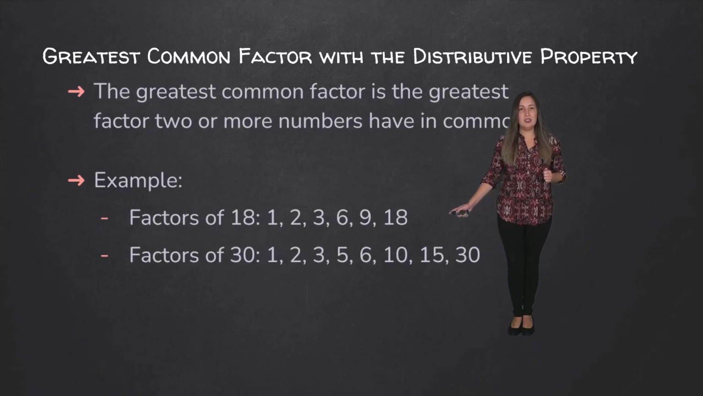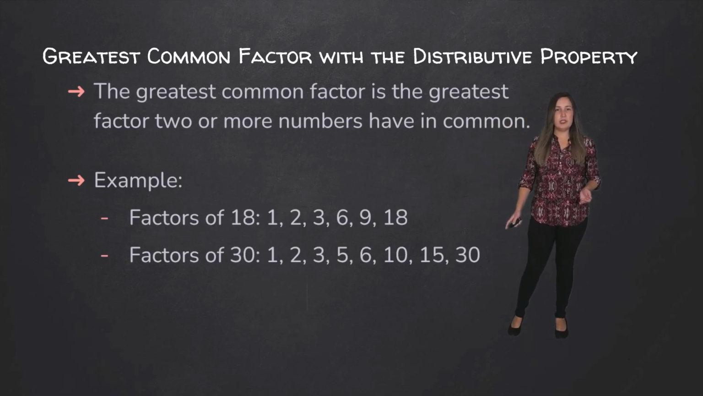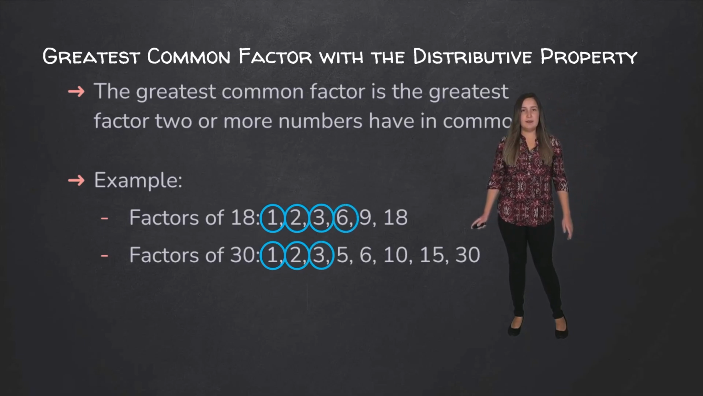So now that we've identified all the factors for 18 and for 30 and written them in order from least to greatest, we're going to identify which factors these two numbers have in common. So both 18 and 30 have a common factor of 1. They both have a common factor of 2. They both have a common factor of 3. And they both have a common factor of 6.